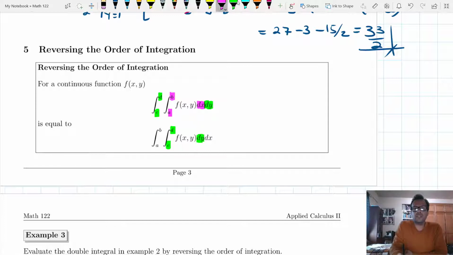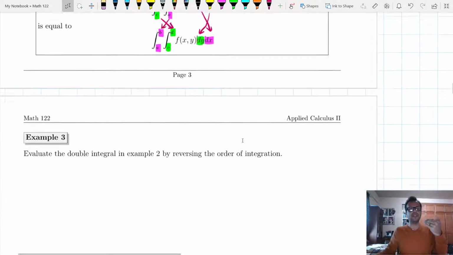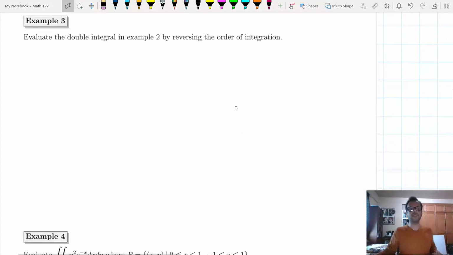So on the other hand, when we do the second integration, the second iteration of the double integral, in this case, this is going to be from a to b, right? So in other words, this is what happens. The limits change and the order of the integration also gets reversed. Okay, to verify this theorem, we are going to evaluate the same integral we just evaluated on the example above, right? That is, evaluate the double integral in example 2 by reversing the order of integration.